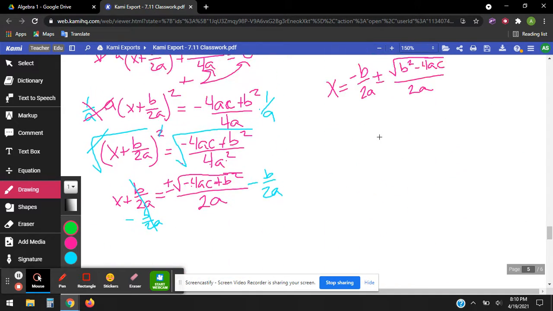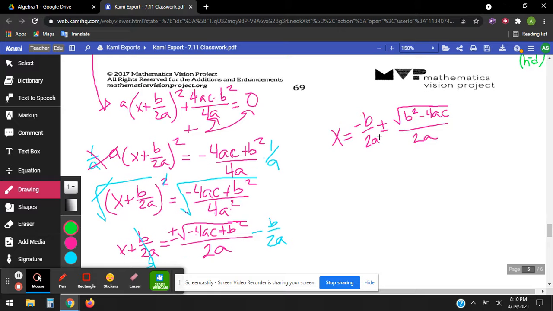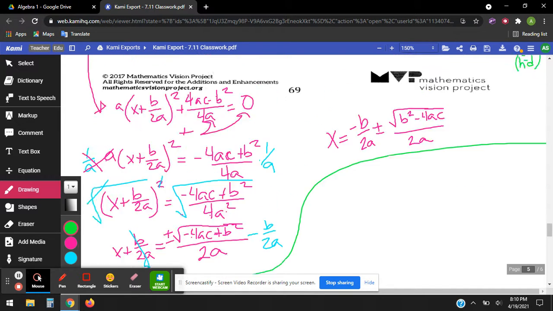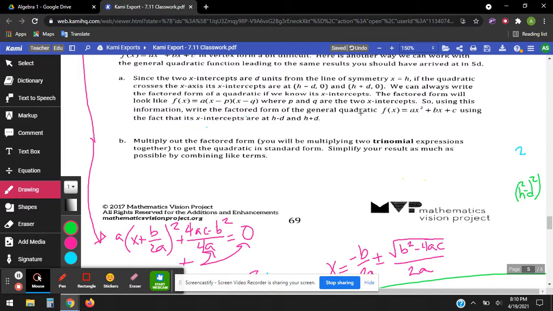So we are going to draw a little line here and do another lengthy proof. Since the two intercepts are d units from the line of symmetry, x equals h, if the quadratic crosses the x-axis, its x-intercepts are at (h minus d, 0) and (h plus d, 0). We can always write the factored form of the quadratic if we know the x-intercepts. The factored form will look like this, where p and q are the two x-intercepts.